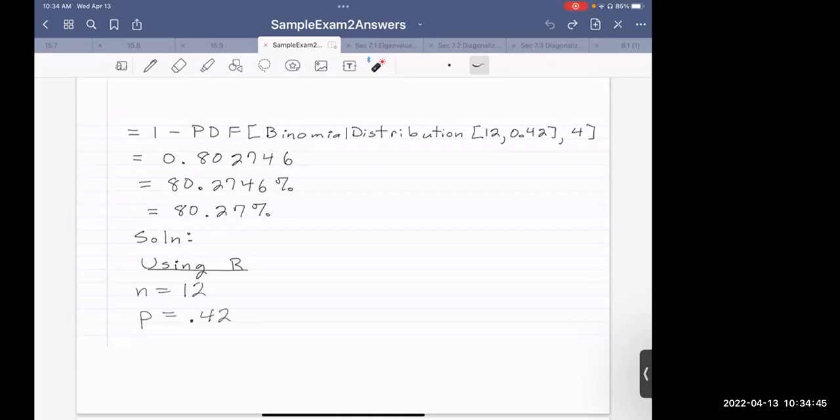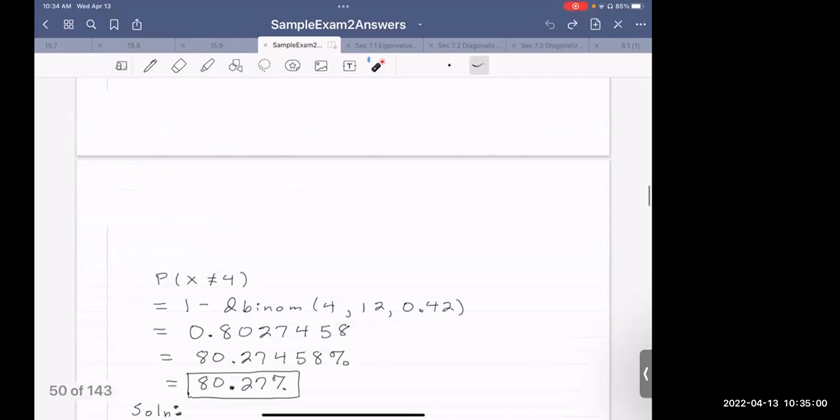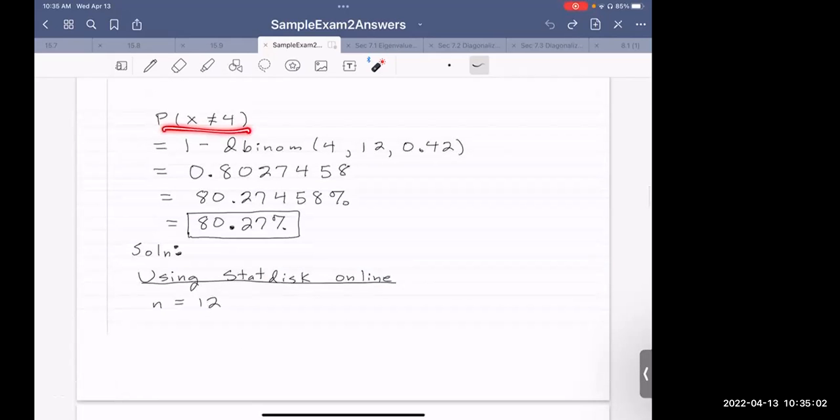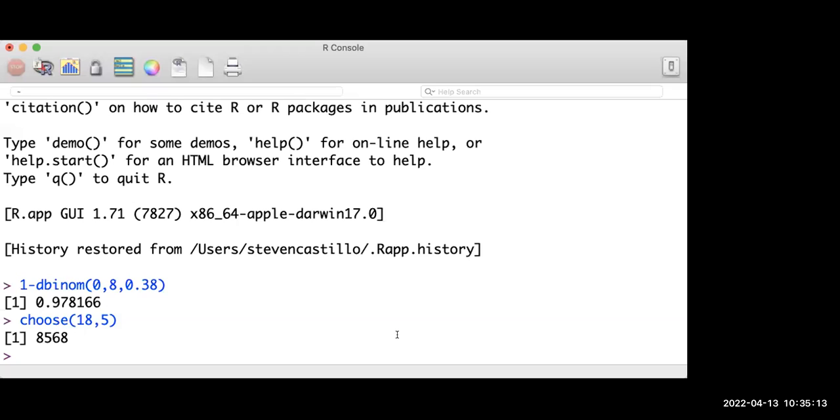If I was using R, then we will solve the problem in the following fashion. Again, we have a binomial distribution. So n is equal to 12, p is equal to 0.42. I want to find the probability that x is not equal to 4. And so I'll do 1 minus dbinom 4, 12, 0.42. So let me type that into R.